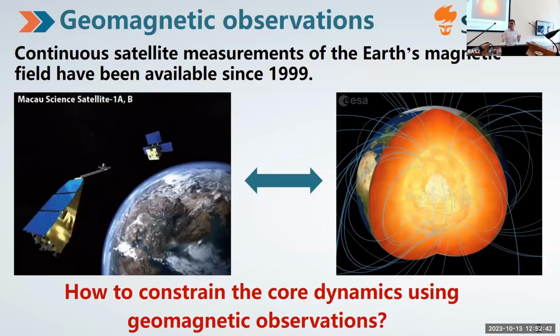On the other hand, we have very rich observations of the Earth's magnetic field, from both the ground and from satellites, in particular over the past two decades. Low Earth orbit satellites have been continuously monitoring the Earth's magnetic field variations. The variation of the magnetic field is caused by the fluid dynamics in the outer core. So in principle, we can use these observations to constrain the core dynamics. The key question is how to do that.